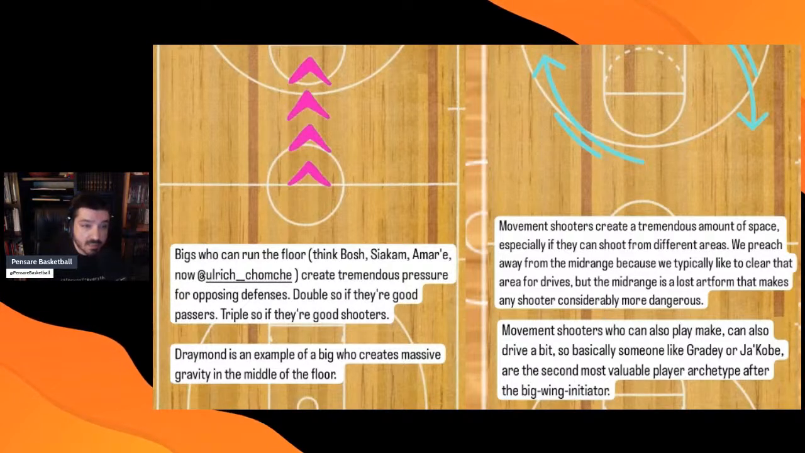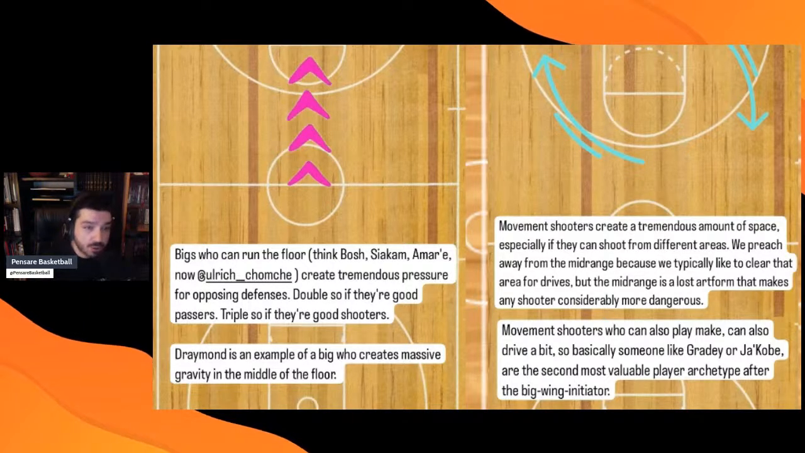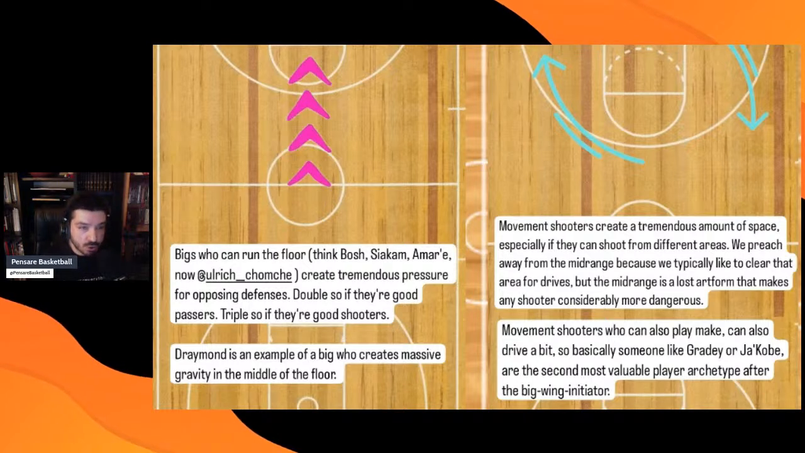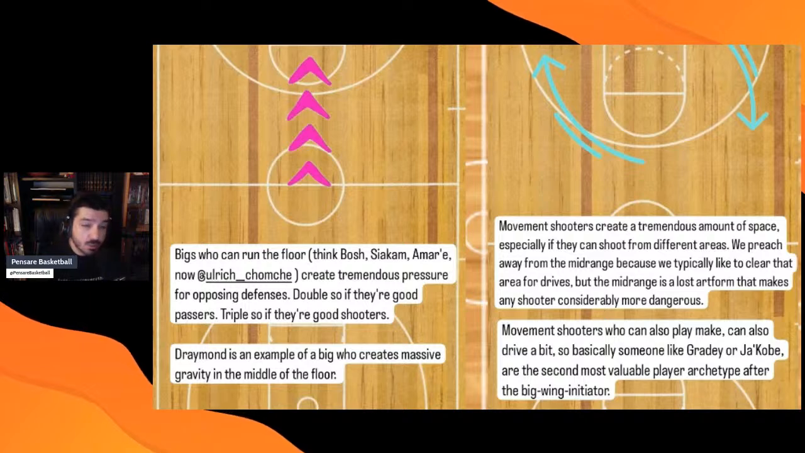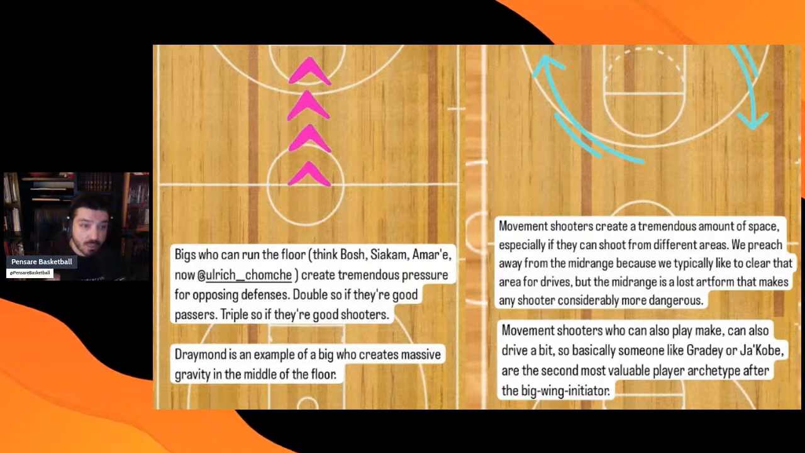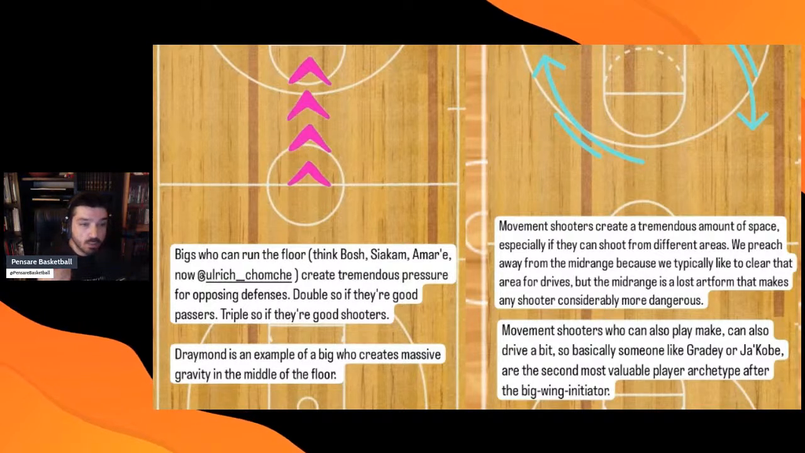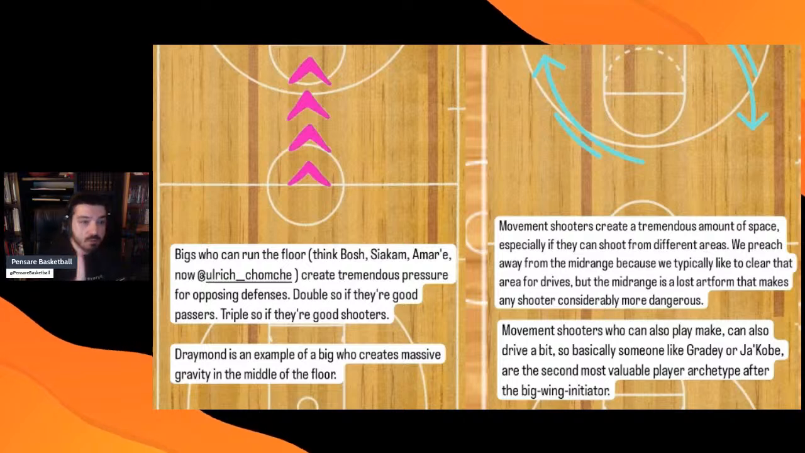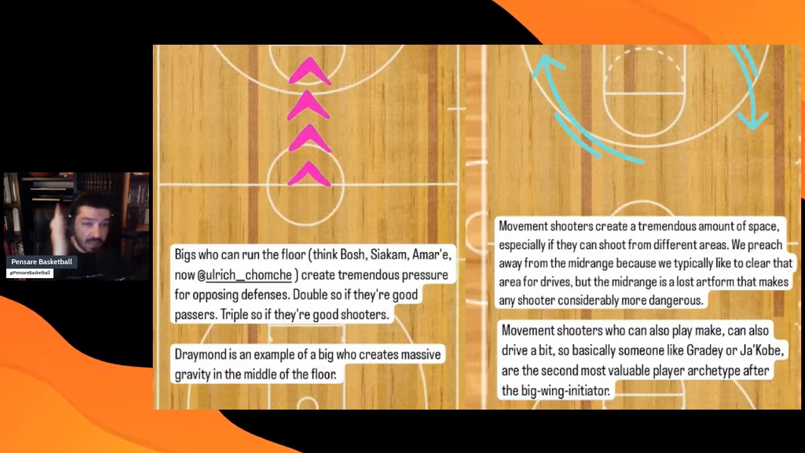That includes guys like Pascal Siakam, Chris Bosh earlier on, Amari Stoudemire. What kind of pressure does a downhill athlete who runs and catches the ball well, double so if they can pass, triple so if they can pull up above the break like Chris Bosh could, what kind of pressure does that player put on the middle of the floor and the basket?